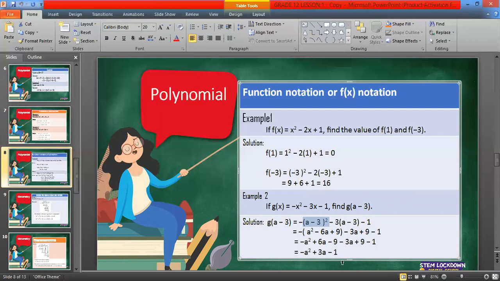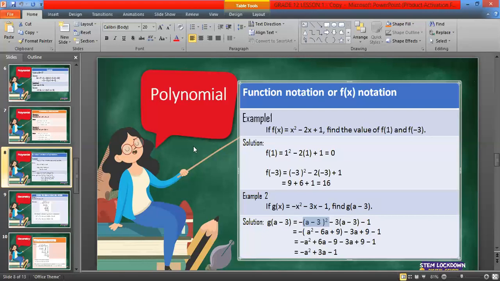So simplify that, collect like terms. Here we get negative a squared, 6a minus 3a gives positive 3a, negative 9 plus 9 gives 0, then minus 1. So basically g of a minus 3 will give you that amount. So even when you are given a funny expression like this, it's basically the same thing. You just need to manipulate your algebra.